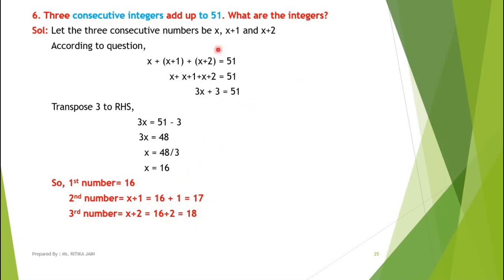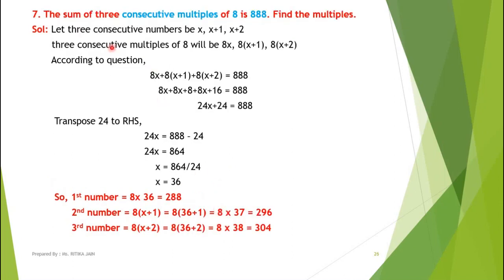Now you have got the first number x, 16. What would be the second number? 16 plus 1, 17. 16 plus 2, 18. So as you can see here, 3 consecutive numbers means sequential numbers 16, 17 and 18. Okay. Now question number 7. The sum of 3 consecutive multiples of 8 is 888. Find the multiples. Again 3 consecutive numbers. So we'll start with the same step.